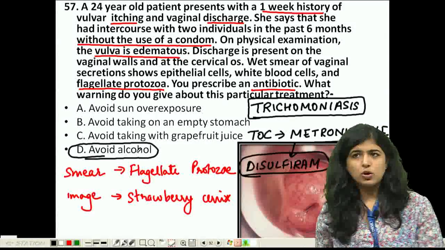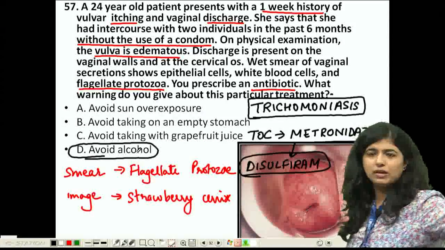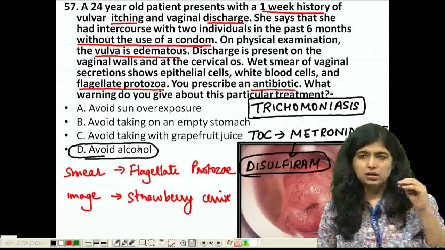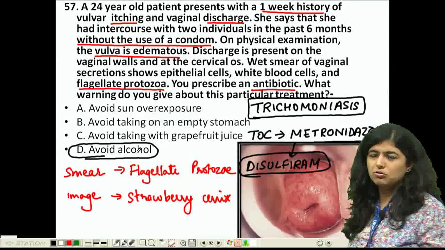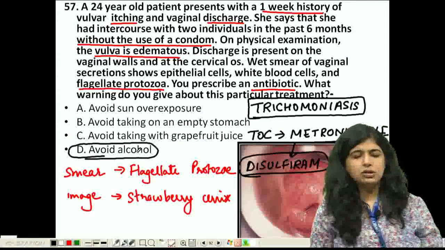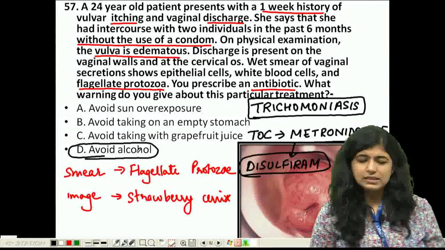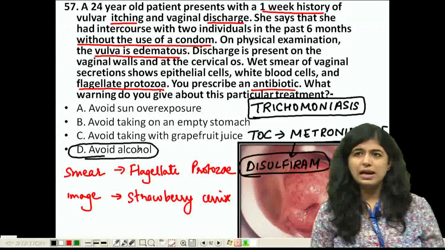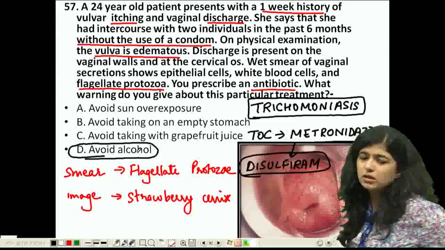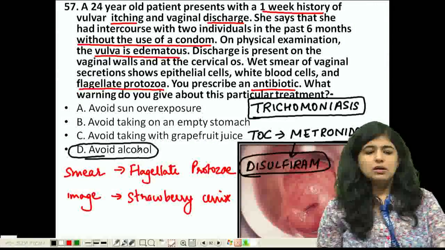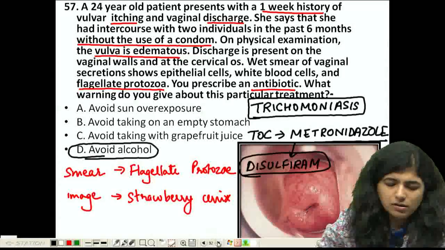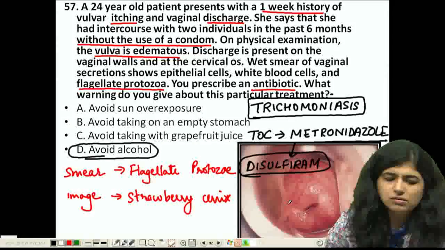So in this question, they are testing everything. They are testing your microbiology, your dermatology, your pharmacology. They are asking you to make the diagnosis, know the treatment, know the side effect, know the precaution. So the side effect is the disulfiram-like reaction seen when you take alcohol with metronidazole within 48 hours of the dose. A good question, I will say, but an easy one nevertheless.